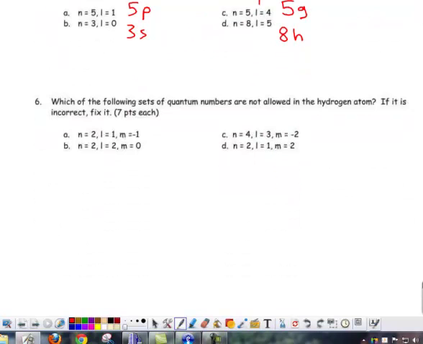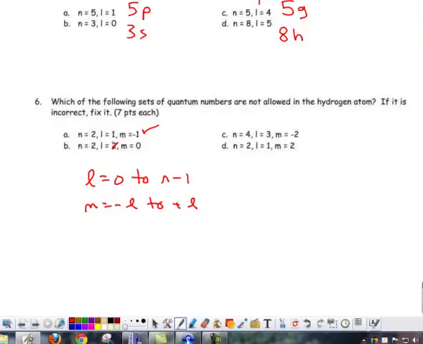All right, are these allowed? If n is 2, can l be 1? Yes, it can, because l is 0 to n minus 1. So it can be 0 or 1, and it is. And then m is negative l to positive l. So if that's 1, negative 1, 0, and 1, so that one is okay.